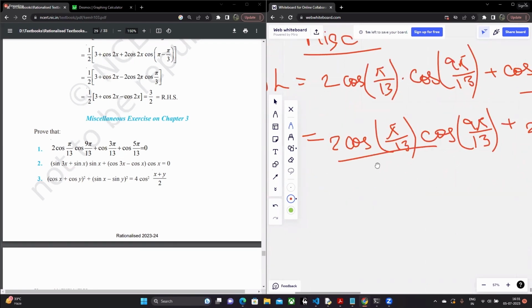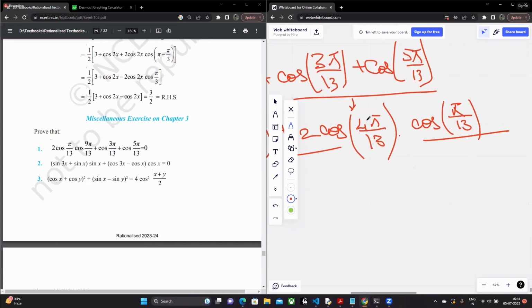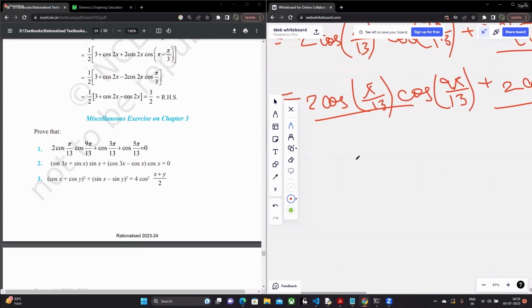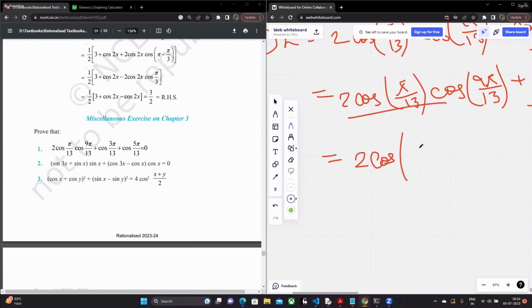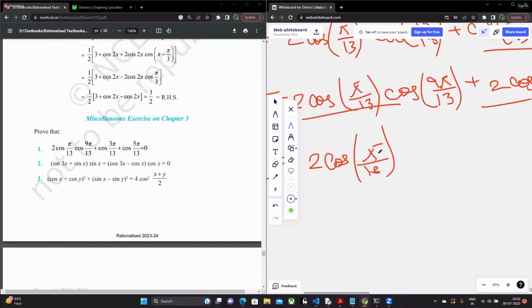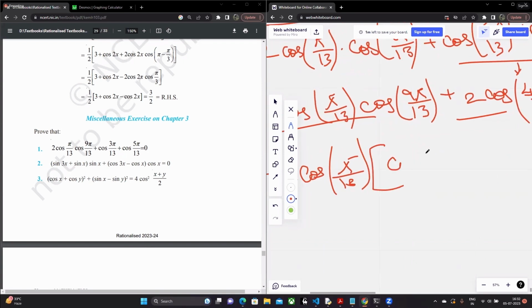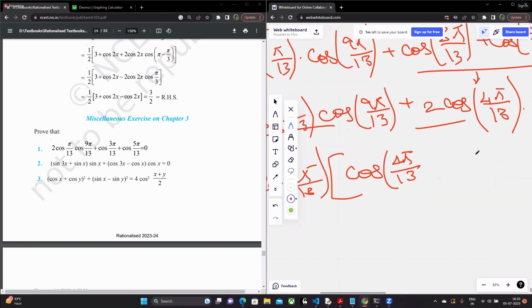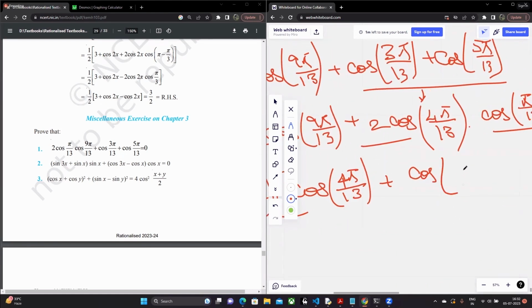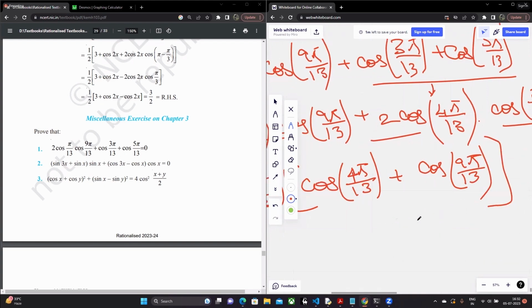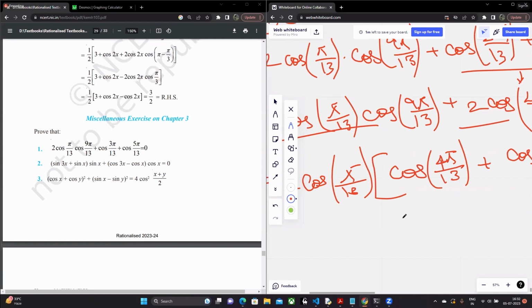Notice that 2 cos pi by 13 is there in both expressions. So I can basically take that common out, right? So this is going to be 2 cos pi by 13 into cos of 4 pi by 13 plus cos of 9 pi by 13. Notice that one is basically pi minus the other.